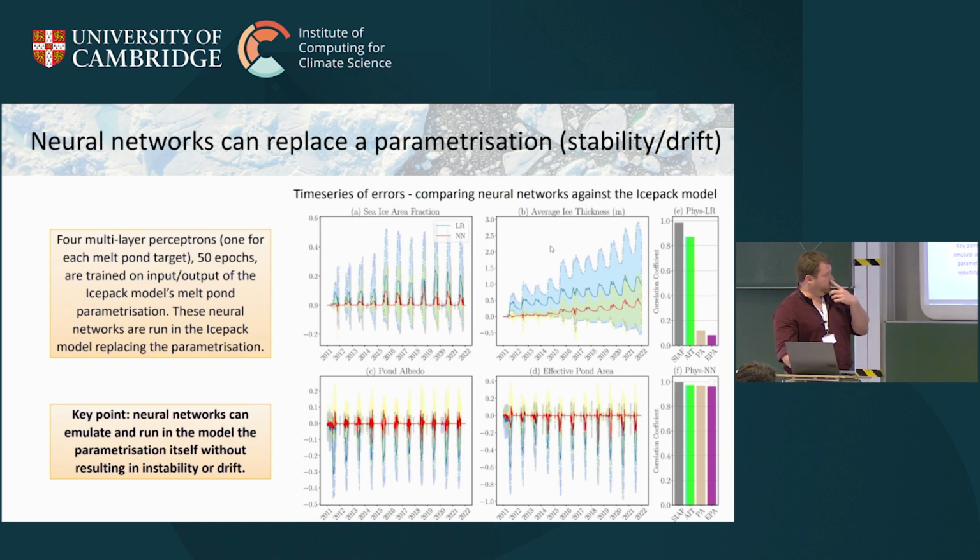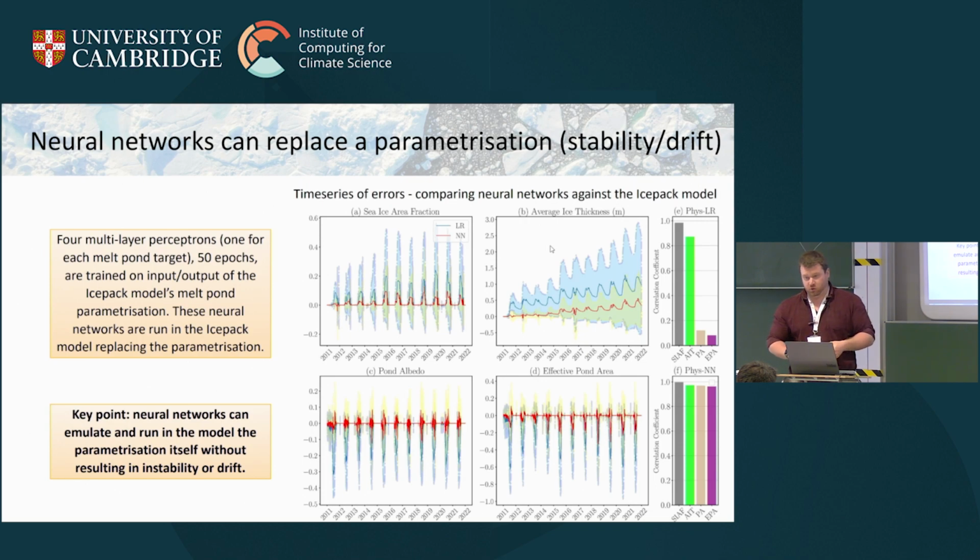There are a lot of issues when people have trained neural networks to really, really good R2 scores or whatever, and then they put them in a model and run them online, and the whole thing blows up and becomes very unstable. So we wanted to see if that would happen, just as a sort of proof of concept.